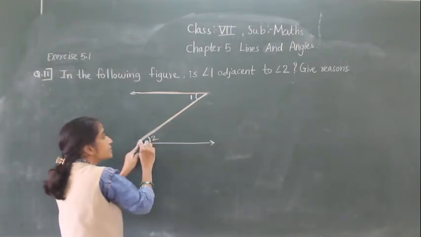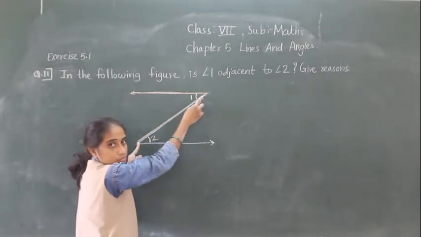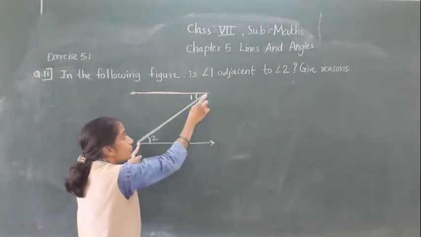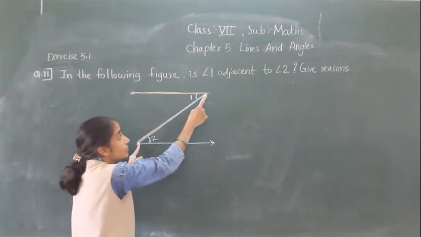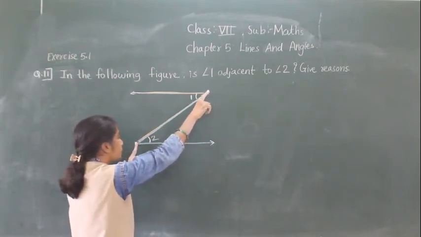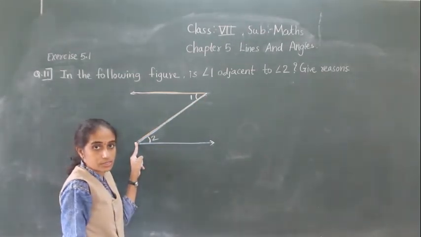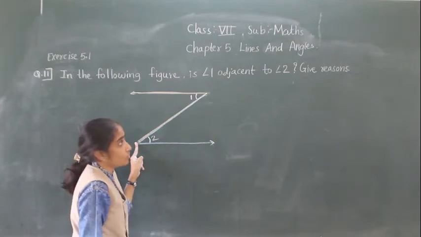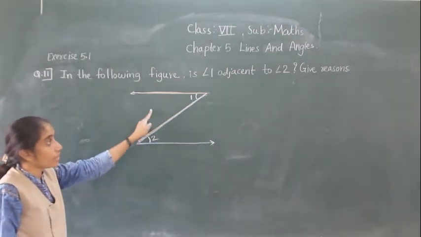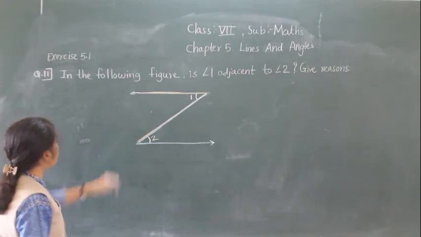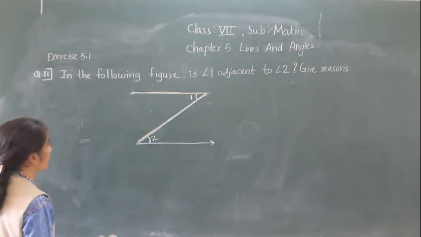So this arm is common. Yes, this arm is common. But the vertices are different. See, here it is one vertex and here it is another vertex. The vertex is not the same, so these angles are not adjacent.